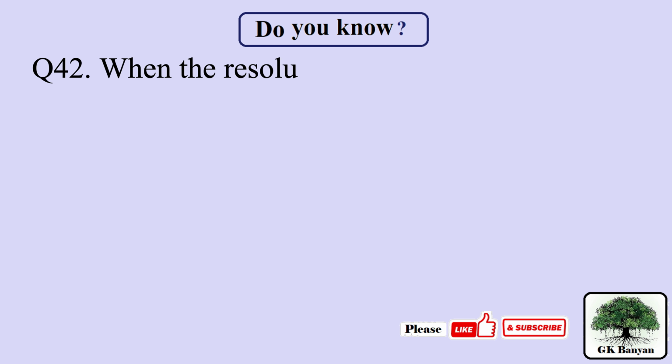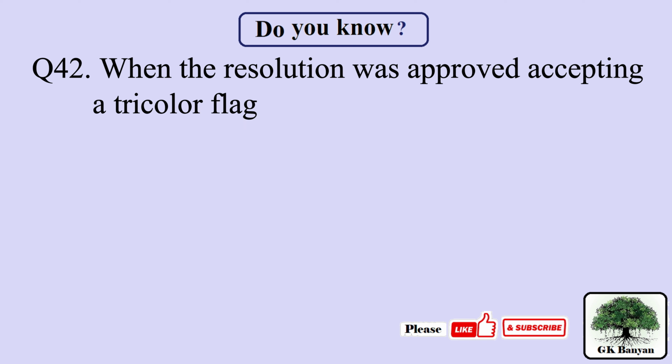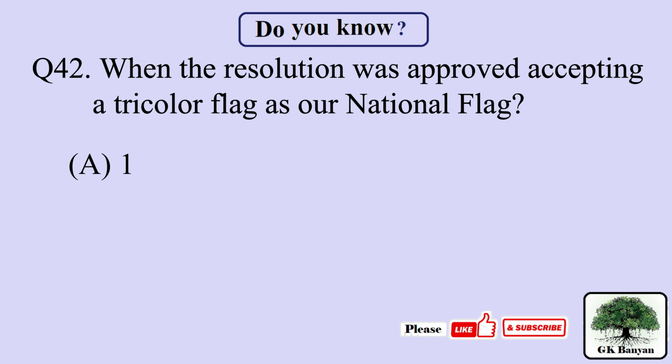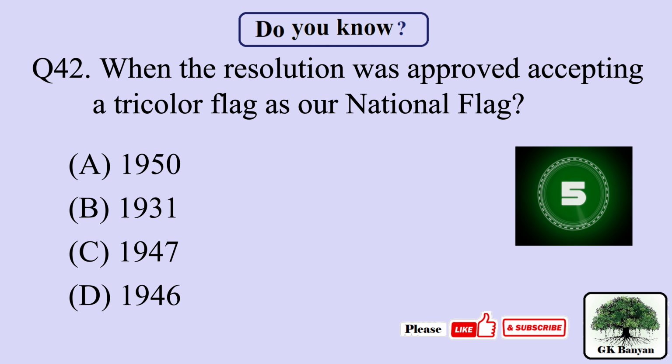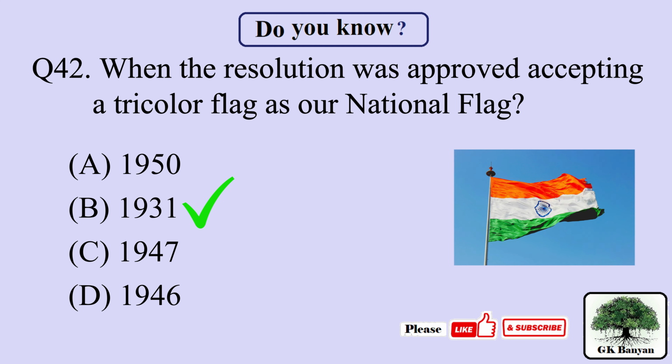Question 42. When was the resolution approved accepting a tricolor flag as our national flag? Your options are A. 1950, B. 1931, C. 1947, D. 1946. Your time starts now. 5, 4, 3, 2, 1. The right answer is B.